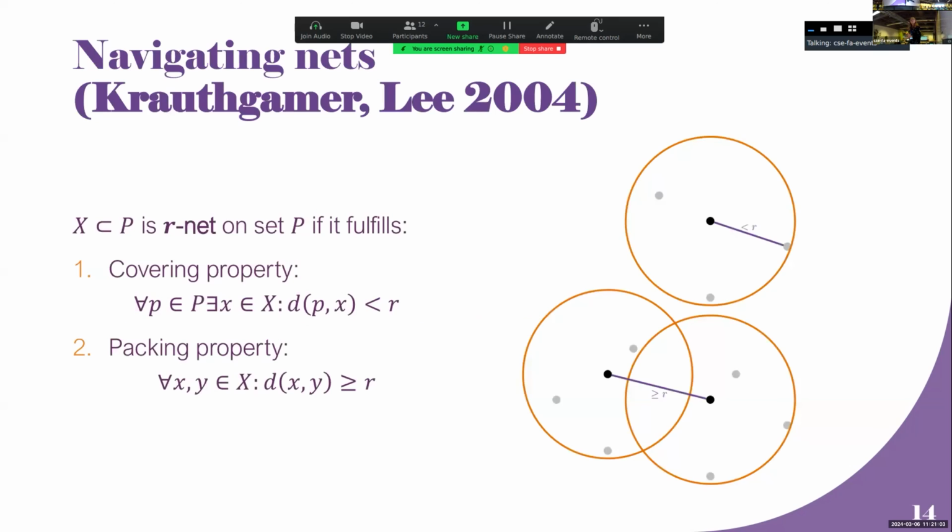Okay, so for navigating nets, let me first introduce the notion of R-nets. An R-net is a subset of the point set that fulfills 2 properties. First, we have the covering property, which means that any point in the point set has to be at distance at most R from one of the points in the net. And we also don't want too many of these points in the net, and we want them to be far apart. So we also have the packing property, which means that any pair of points in our net is at distance at least R from each other.